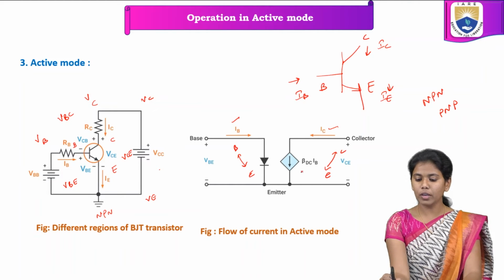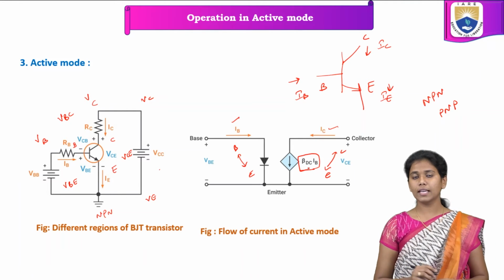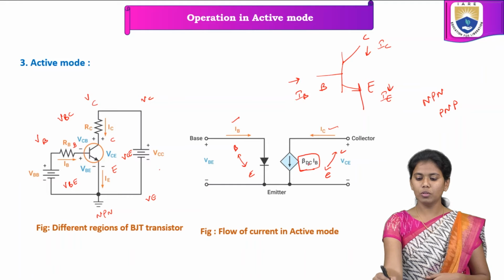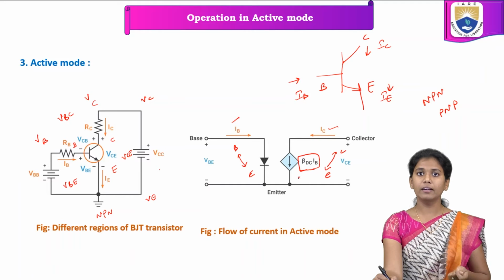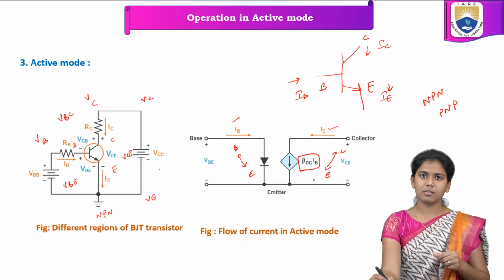Here you can see beta DC and IB. So we say that the amplification of current is seen over here. This is beta DC. Beta is nothing but the amplification factor. The current amplification factor is called beta, and DC is a current source, and IB is the current which is flowing through the base.